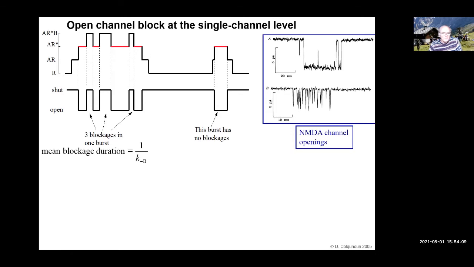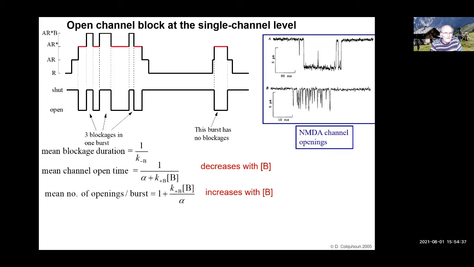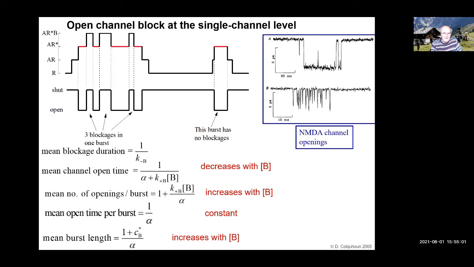Now, the mean duration of a blockage is 1 over the rate constant for recovery from the blocked state, 1/k minus b. That's a constant. The mean channel open time is 1 over the shutting rate plus the blockage rate, the rate constants for leaving the open state, and that decreases as the blocker concentration increases. The mean number of openings per burst also increases with the blocker concentration. But the total mean open time in these bursts of openings is not shortened, it's just 1/alpha. But the mean length of a burst increases with the blocker concentration.